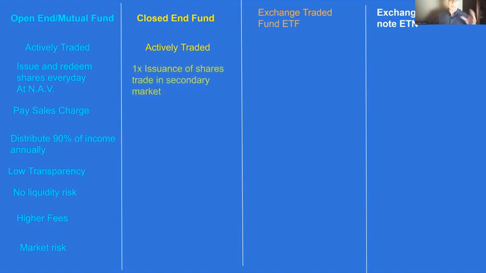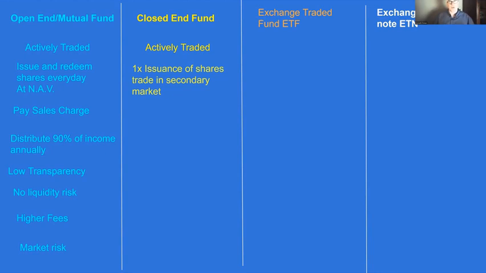Now, the thing with this is how it's different than the open end. They issue shares one time. Boom, they issued 1 million shares, 100 million, whatever it is. And then if you want to buy shares, you buy them in the market from other people. I've done videos on this, so it's good to have them all in one shot. So one-time issuance of shares, they trade in the secondary market. If you want to buy the shares, you can buy them in the market. If you want to sell them, you can sell them in the market.